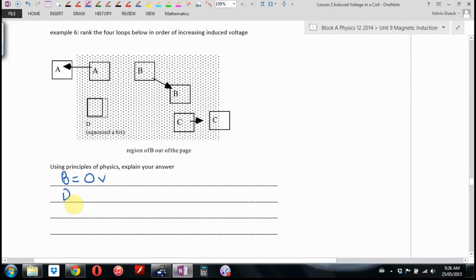Certainly, between A and C, I can tell you which one will have a bigger flux change and therefore a bigger voltage. Which is the biggest? I think A goes from full to none. C goes from full to some, right? So I think C is next. A will have the maximum induced voltage because it's got the maximum change in flux. And remember, flux is the number of magnetic field lines passing through a given area.